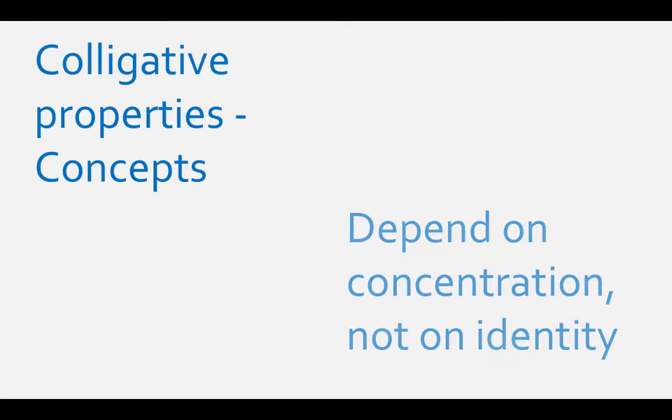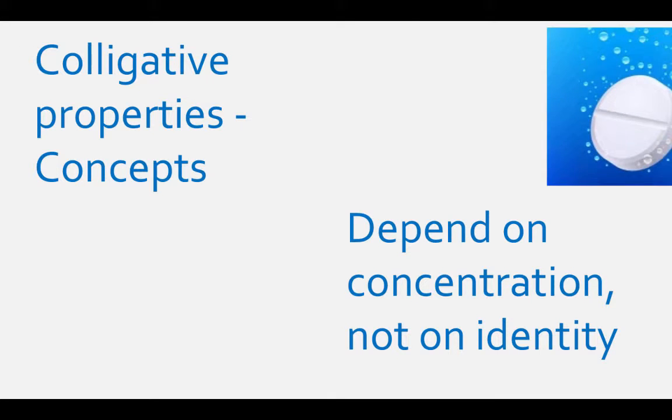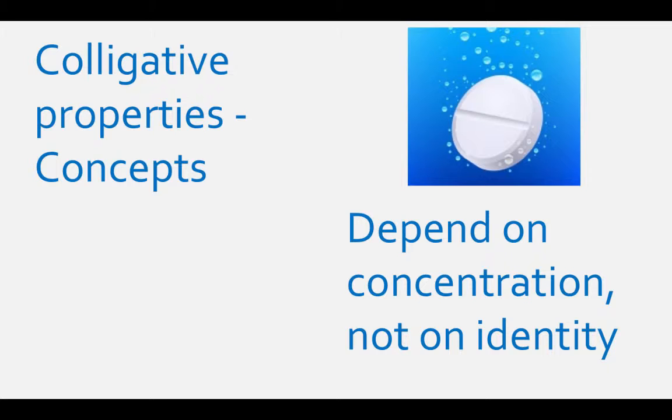Colligative properties are properties of solutions that depend on the concentration of the solute and not on the identity of the solute. Remember, the solute is the component of the solution that is in the lower quantity. The component of a solution that is in the higher quantity is called the solvent. The reason that solutions have these properties and pure solvents do not is because the solute particles get in the way of the solvent particles.